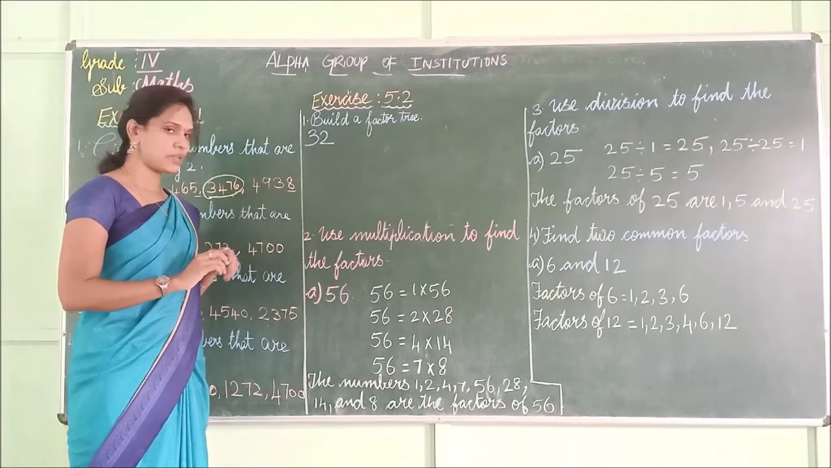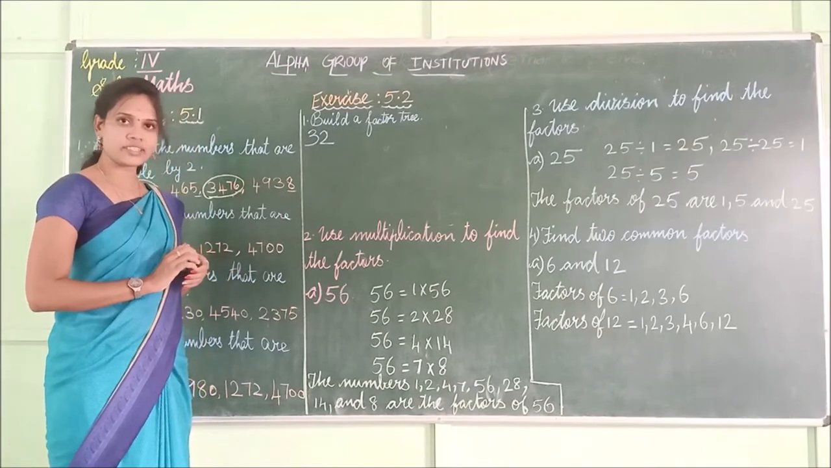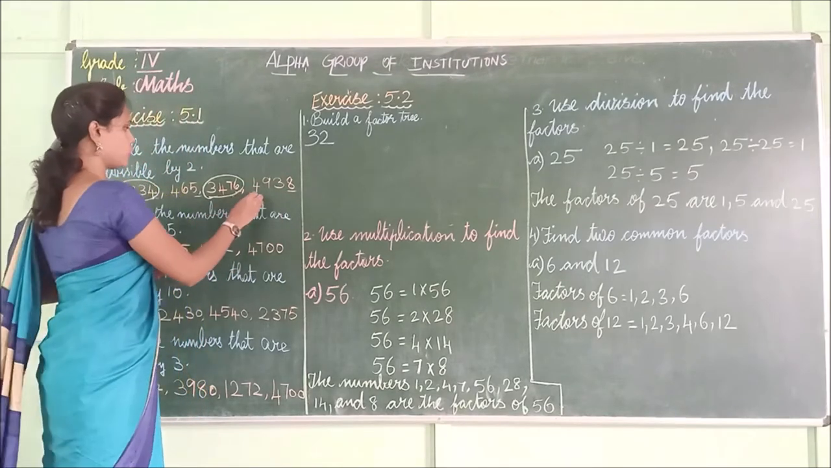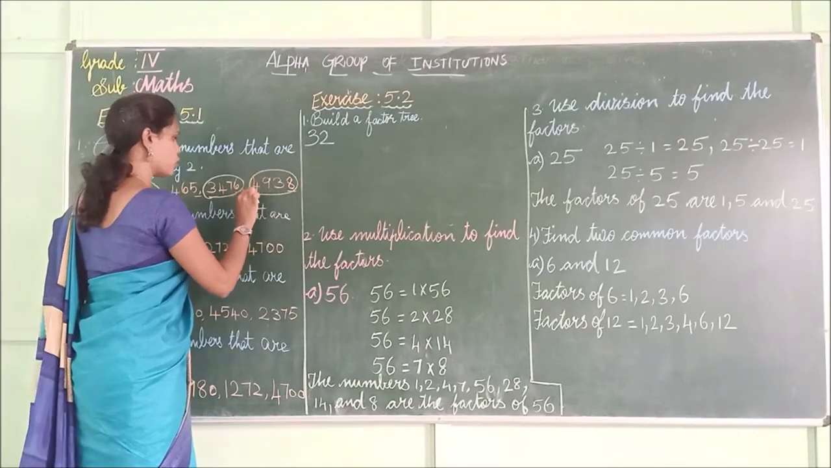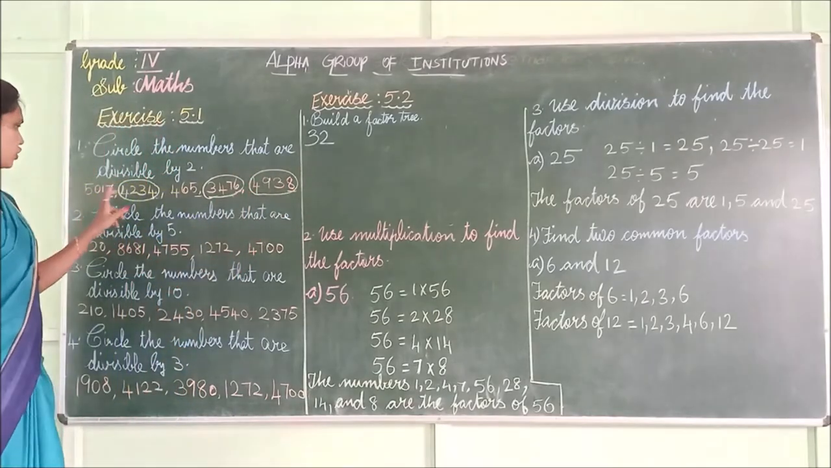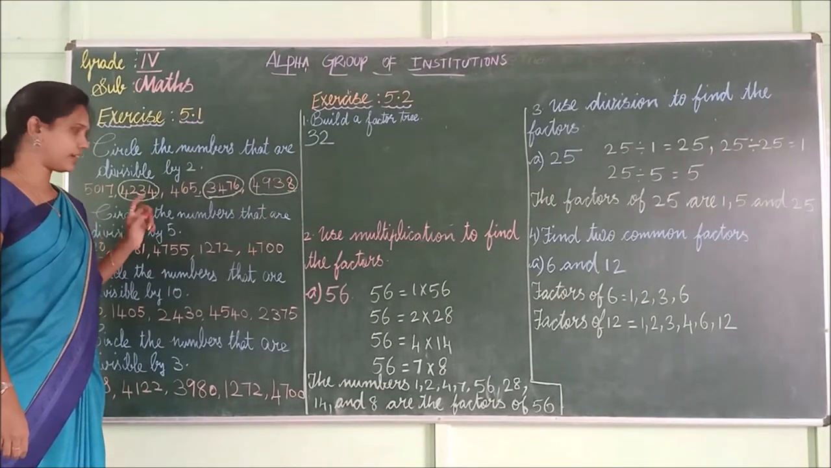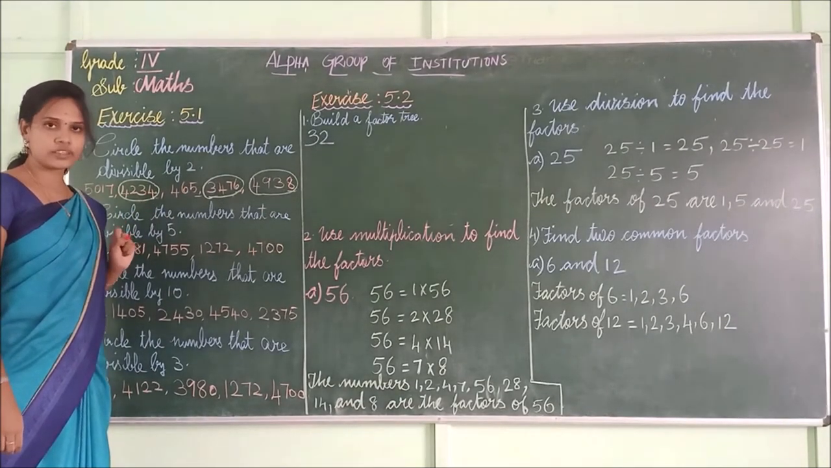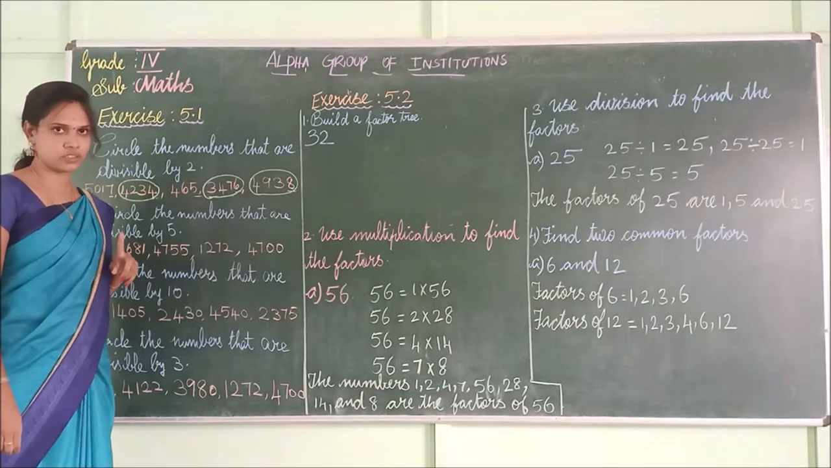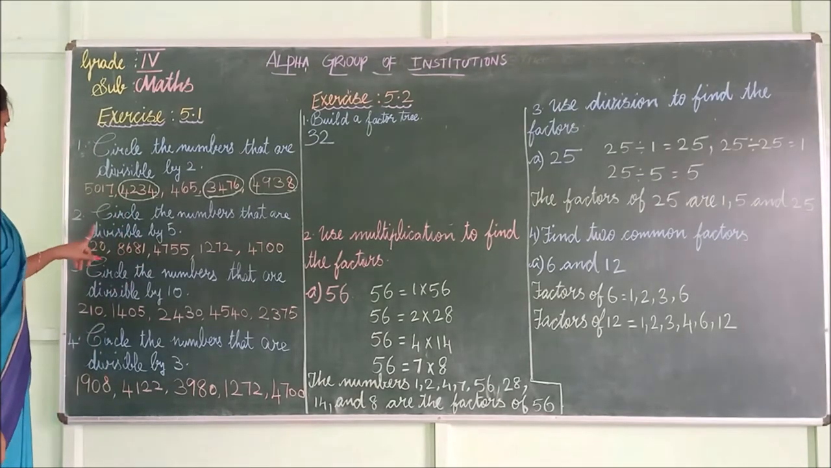See the next one, 4938. The last number is 8. 8 is divisible by 2, so you have to circle this number also. So we have ignored 2 numbers and circled the remaining. Like this you have to check. For that you should know the rules.